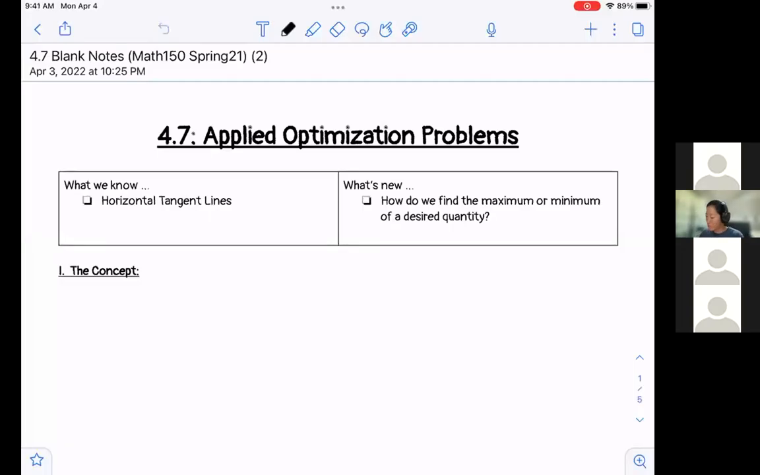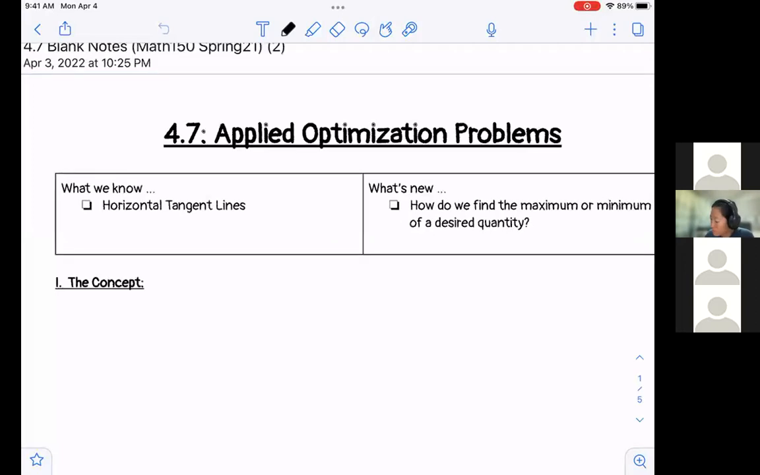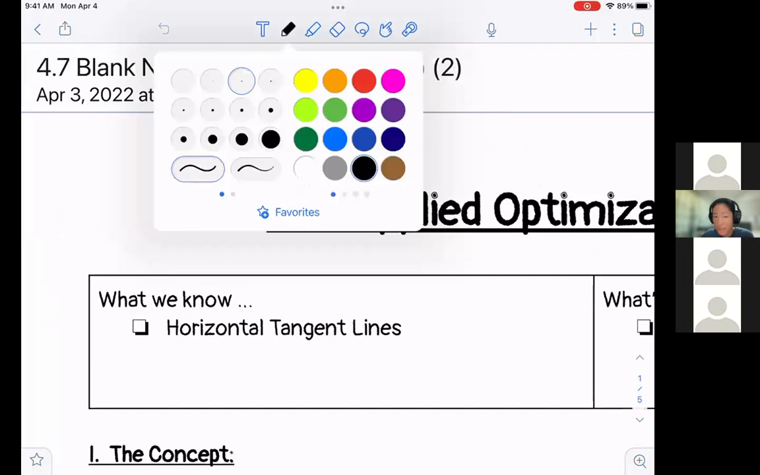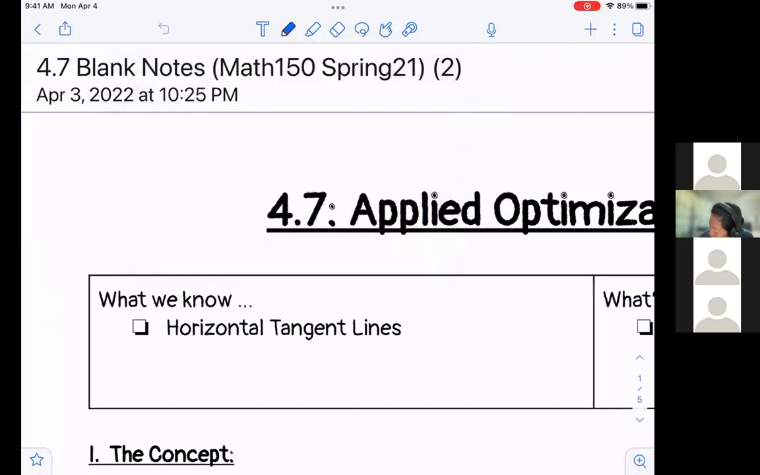All right, so 4.7, today we're taking a look at one of the other applications that we have for derivatives. Before break, one of the sections that you looked at was 4.1, which was something called related rates. I do want to write a little note about related rates here at the top. Section 4.1 is something we call related rates, and in related rates, we saw a lot of word problems.